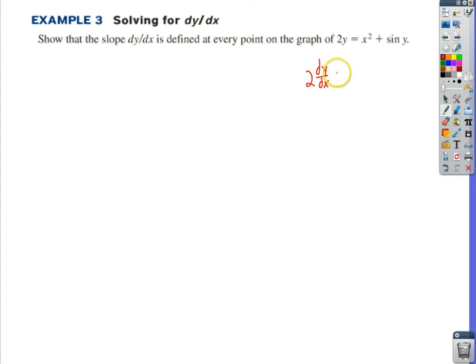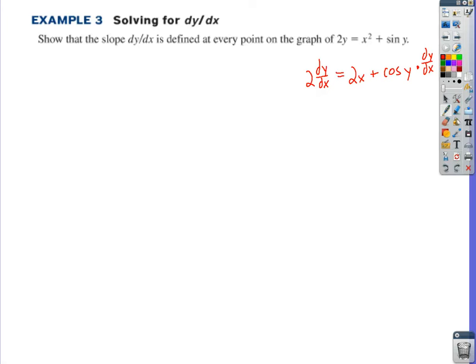is equal to 2x plus the derivative of sine, which is cosine of y. Leave whatever is in there, and then I'm going to take the derivative of the inside times dy/dx. So what I'm going to do is move everything with a dy/dx to one side and factor out the dy/dx and then divide.